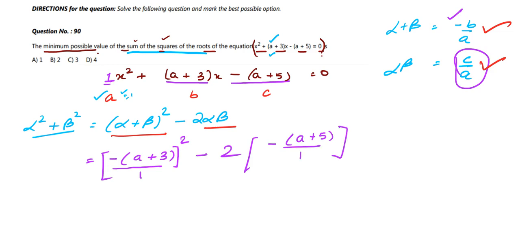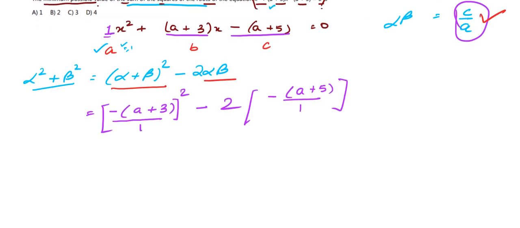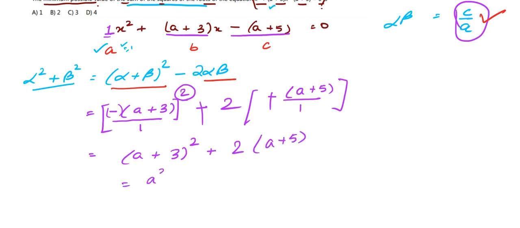So now let's solve this equation and find the minimum value. This minus gets cancelled out because of this square. Now we are left with a plus 3 whole square. Here minus minus gets cancelled out, so this gives us plus 2. This is a plus 5. So solving this, here we will get a square plus 9 plus 6a plus 2a plus 10, which gives us a square plus 8a plus 19.